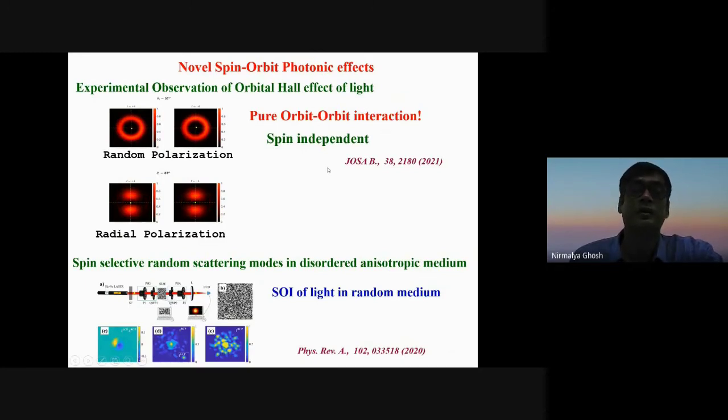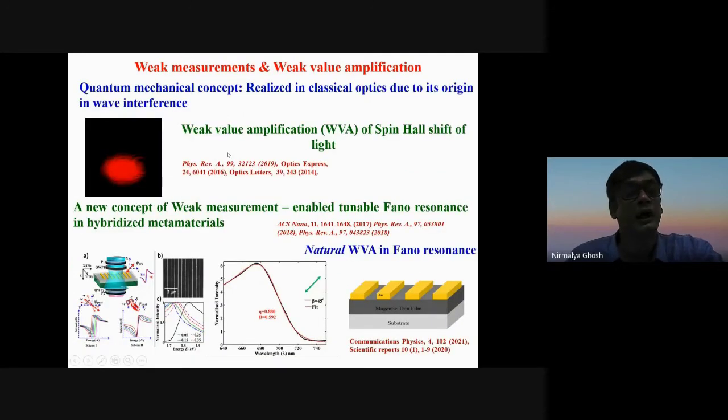This is orbit-orbit interaction, the interaction between the intrinsic orbital angular momentum and the extrinsic orbital angular momentum of light. Another area we are working on is spin-orbit interaction of light in random media or in disordered systems. Another area that we work on is weak measurements and weak value amplification. This is actually a quantum mechanical concept, but wave interference is at the heart of this interesting concept of weak value amplification. So this can also be realized in the classical optics domain.